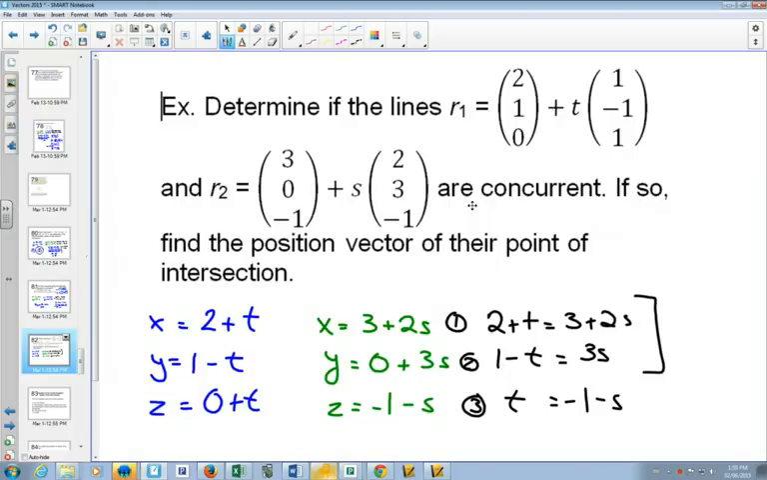The thing that might happen, though, is after you solve for t and s with 2 of the equations, you do have to check to make sure that that s and that t also works for the third equation. Because if it doesn't, then you're going to have 2 lines that are skew.